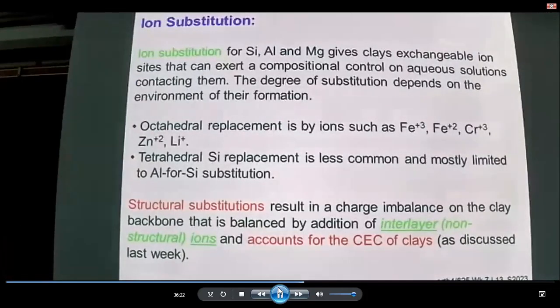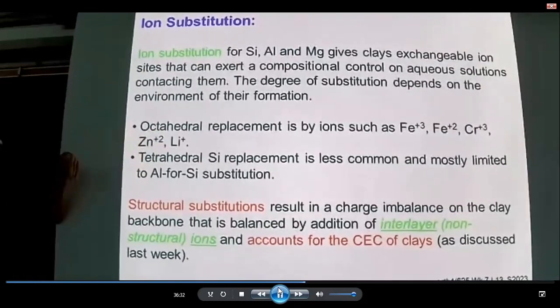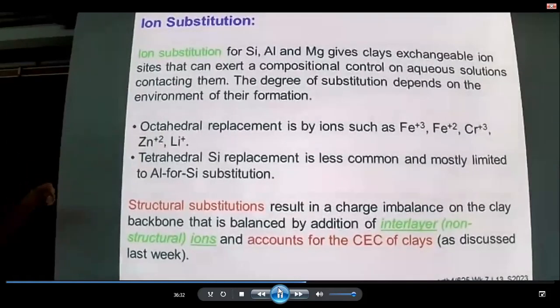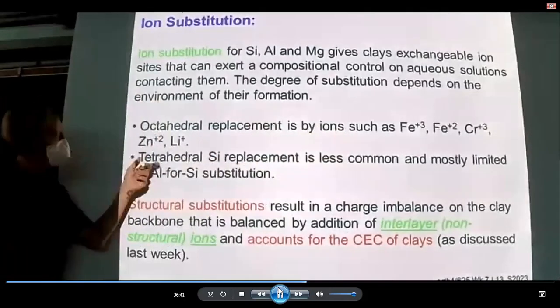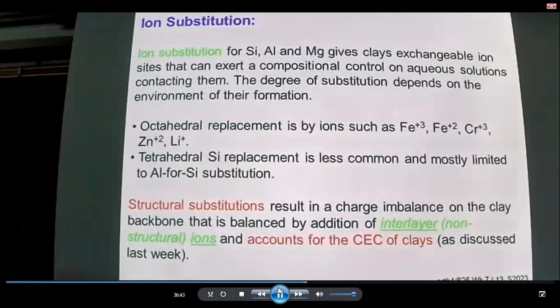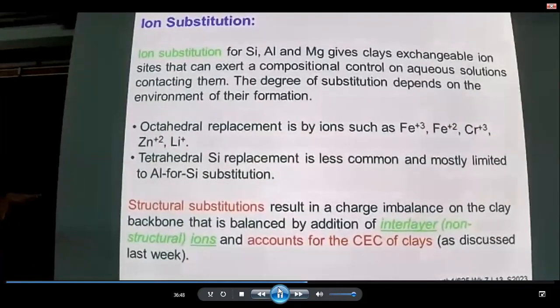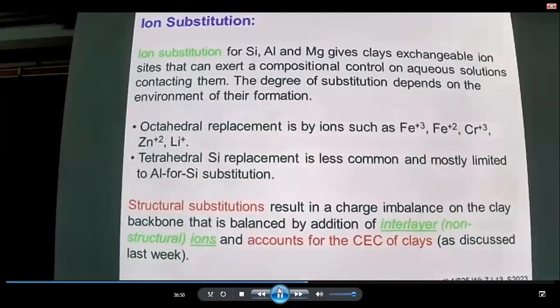So on this slide, I'm just talking about some of the actual substitutions that happen that give us the interlayer charge on clay minerals and other alteration minerals. The important thing to note is that if we take an ion and replace it with something else in the mineral structure that fits roughly, the same size and the same charge, we don't get any charge imbalance from that, and therefore no interlayer cation exchange capacity.